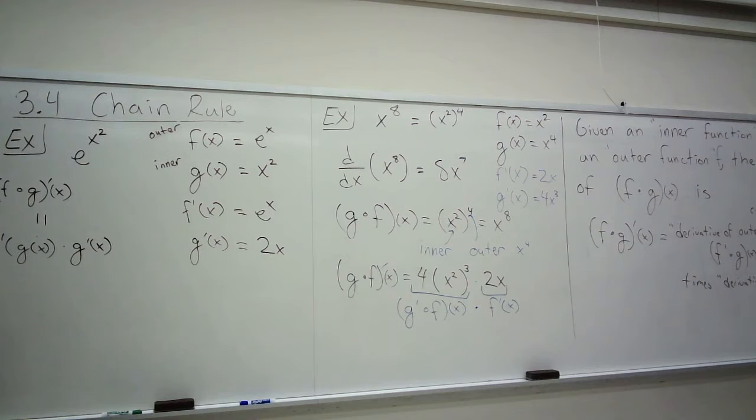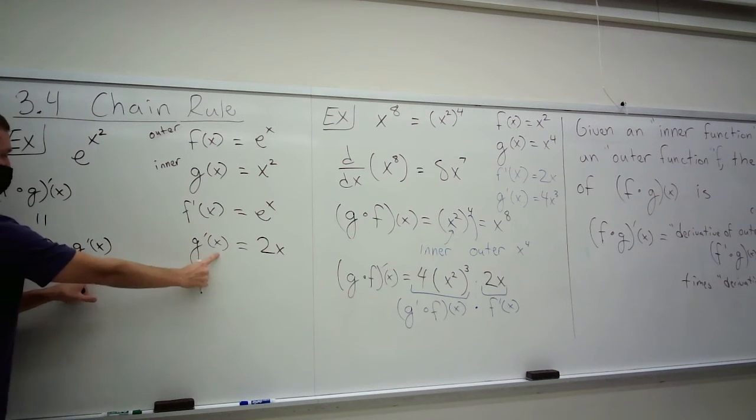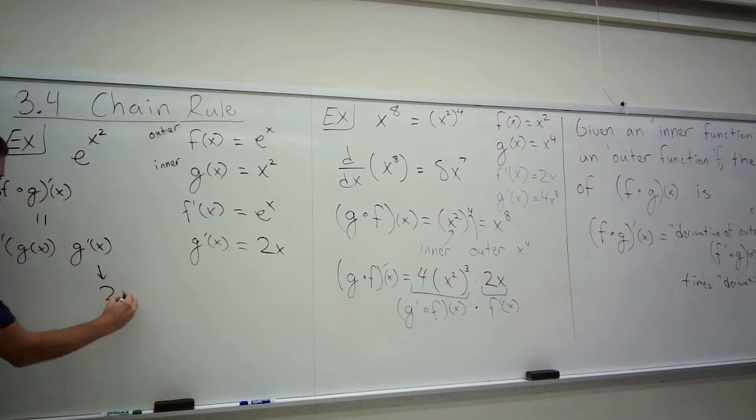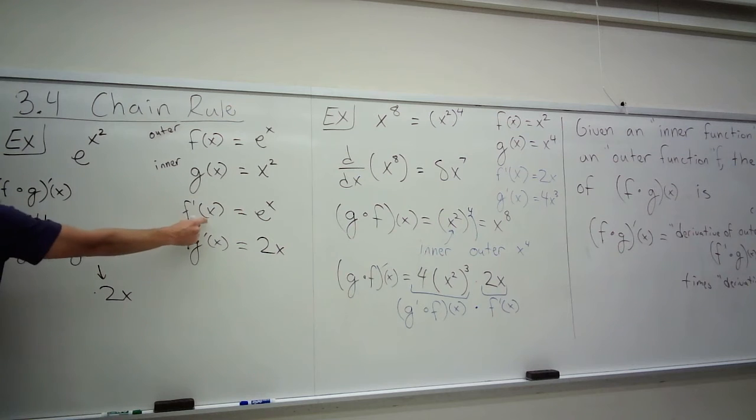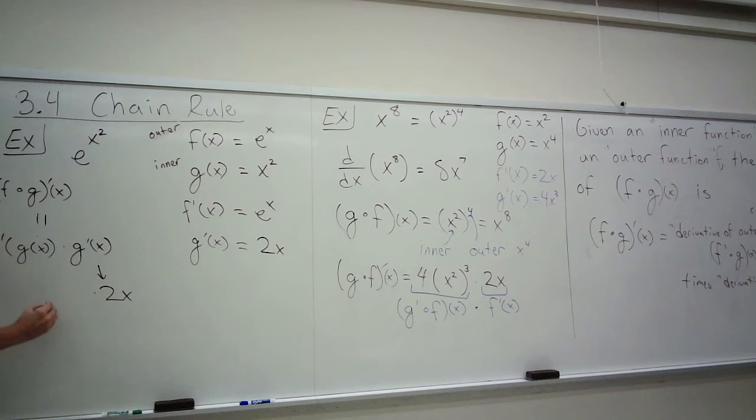We know most of these pieces now, right? We know all of them, actually. We know g prime of x. We know f prime is e to the x. So e to what power? We need to plug in g. Not g prime, just g. The original g. The original inner function. The OG. That worked out well. That's it. That's all it is.